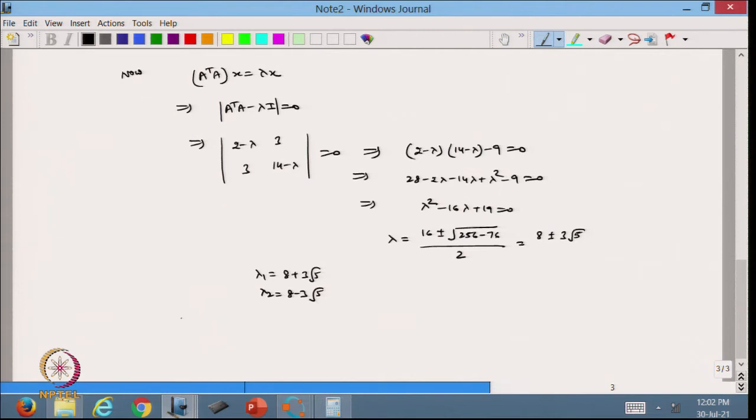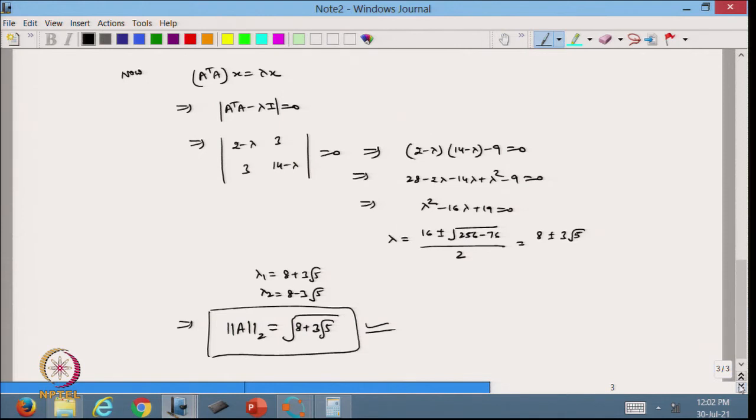So, from here I can say that the 2 norm will be the square root of 8 plus 3 root 5, the maximum value under the root. So, this is my spectral norm of the matrix A. Here we are taking the eigenvalue of A transpose A, and then we got this value. So, this is my spectral norm of the given matrix.